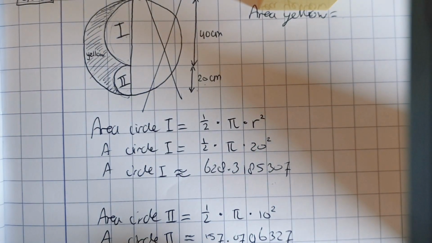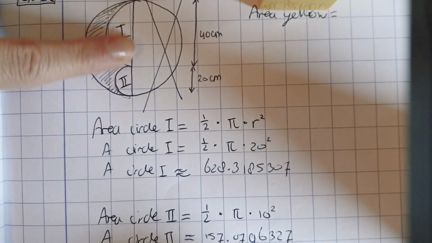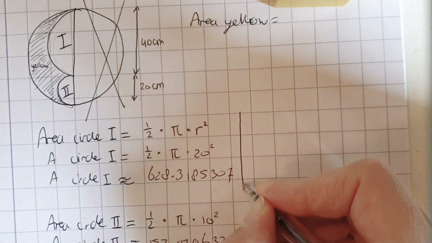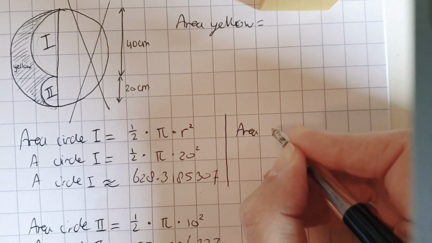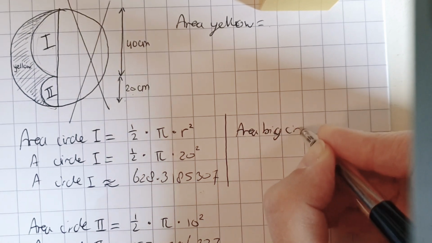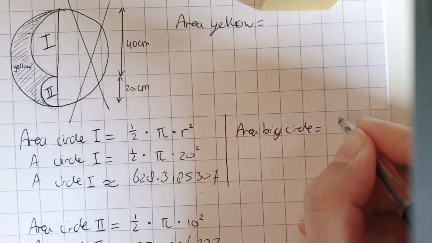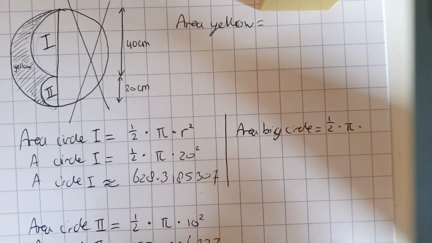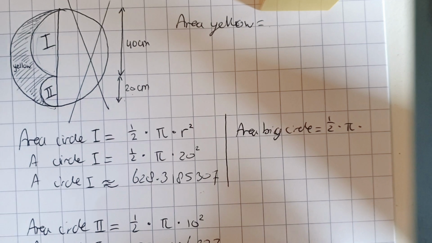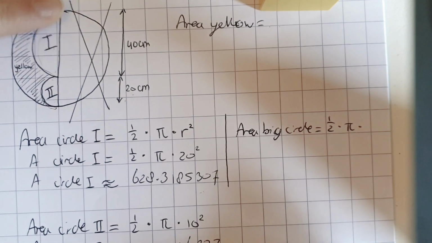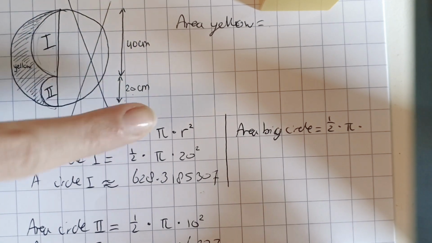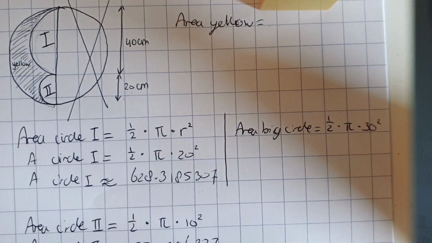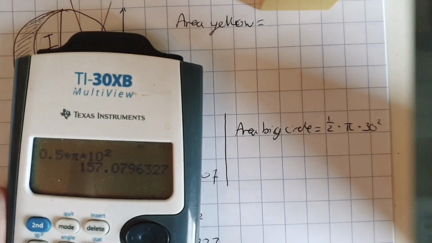Okay, so let's calculate the area of this big half circle. Let me do that here. So the area, let me call it the big circle, is a half times pi times r squared. For this big circle, the diameter is 60, so half of it is 30, so that's 30 squared. Now, calculate it.